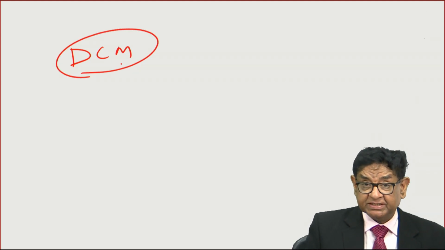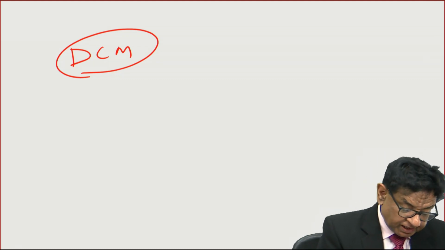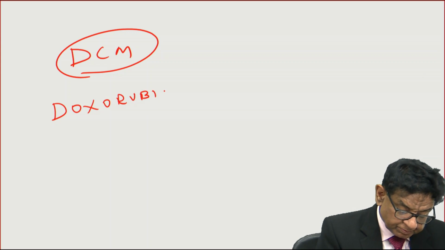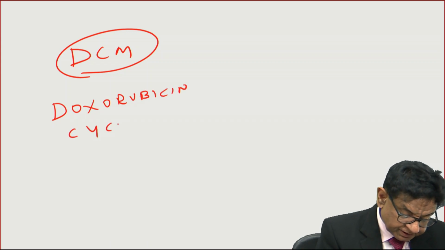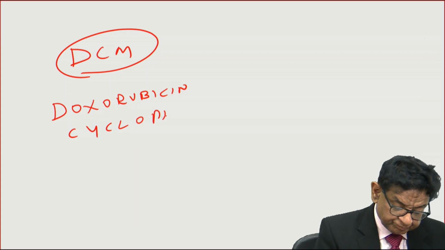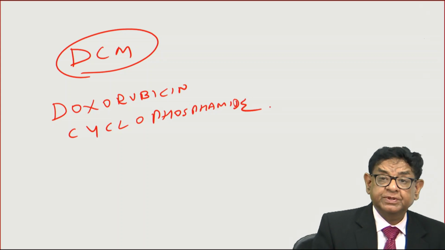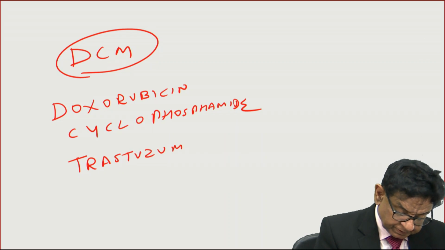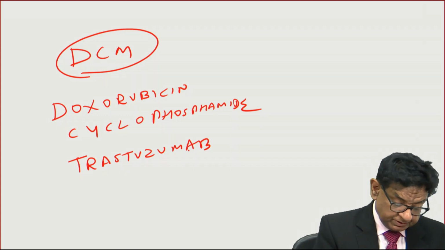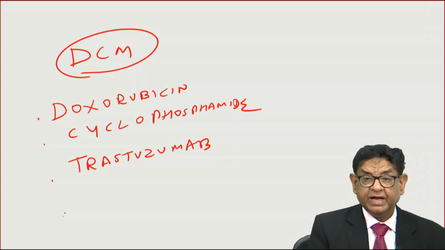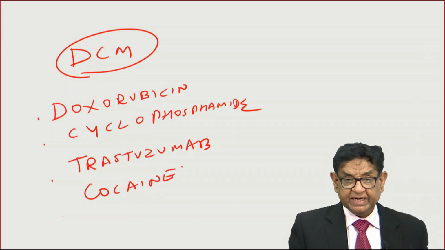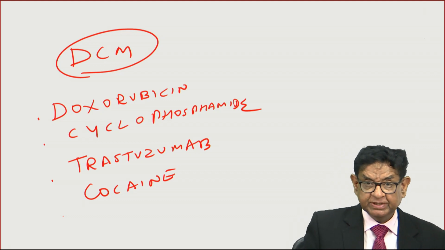Now, other drugs which can lead to dilated cardiomyopathy are doxorubicin, cyclophosphamide, trastuzumab, okay, and cocaine also. Cocaine can lead to coronary artery disease, and it can lead to dilated cardiomyopathy also. So these are the drugs which can lead to DCM.